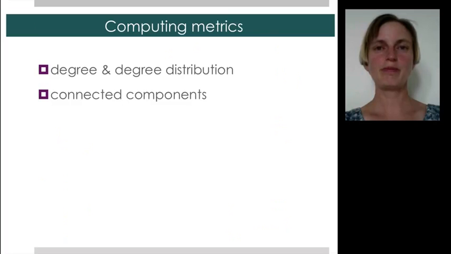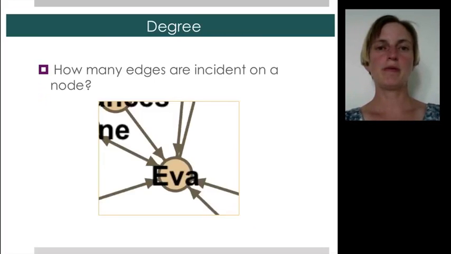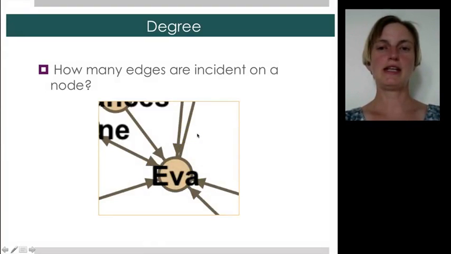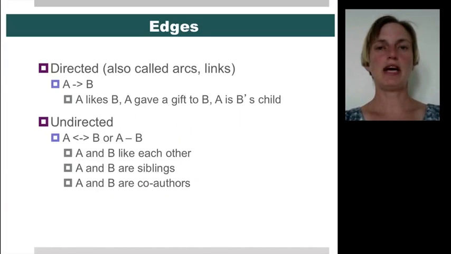Now let's get to the metrics that we were going to discuss. We have the degree and the degree distribution, and then connected components. The degree is just going to tell us how many edges are incident on a node. So for example, we were talking about the girl Eva and how many other girls had named her or she had named. Now already you see that there is this property, directionality of the edge. And if an edge is directed, you can also call it an arc or a link. So for example, the relationship might be A likes B, A gave a gift to B, A is B's child.